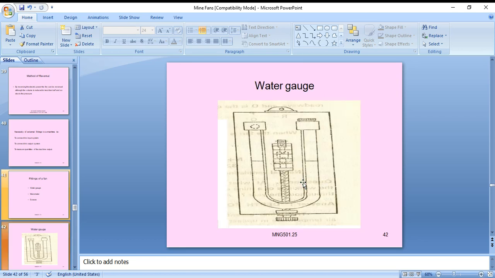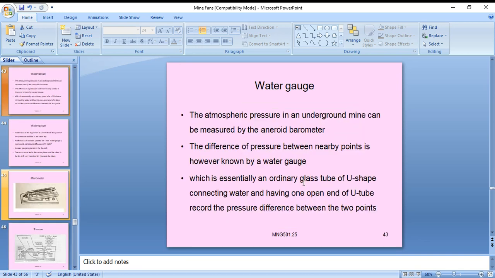So this is the water gauge, generally used as U-tube manometers. This comes into the ventilation survey part, and it can be easily understood in the upcoming classes. So that is the water gauge.